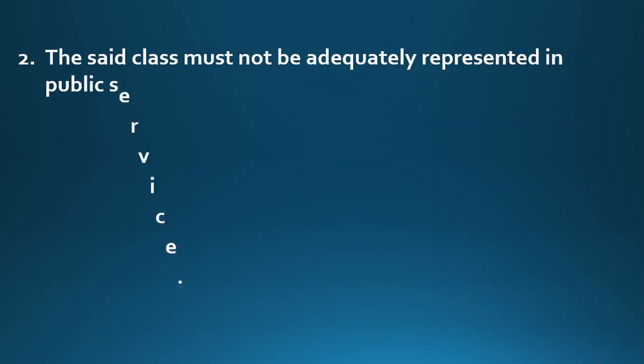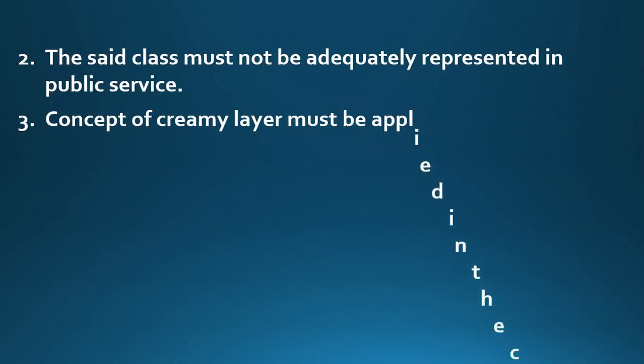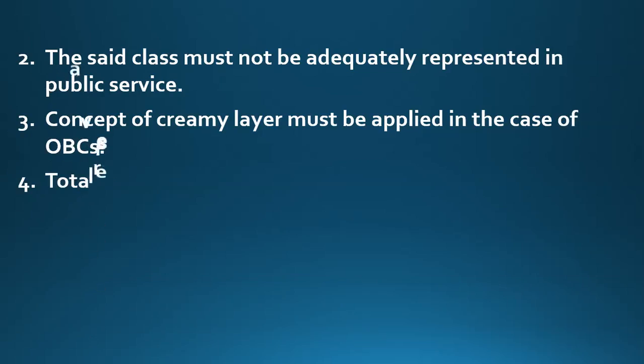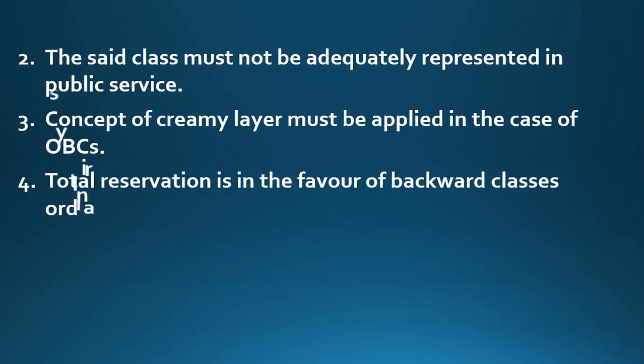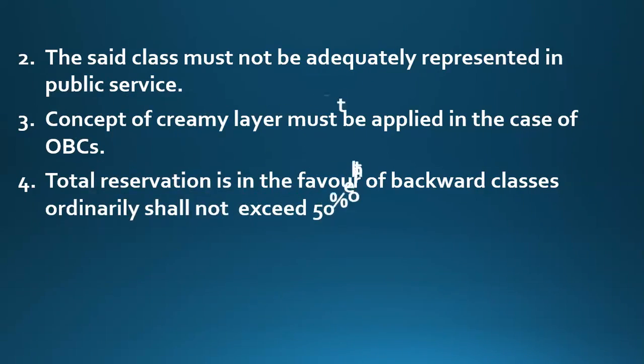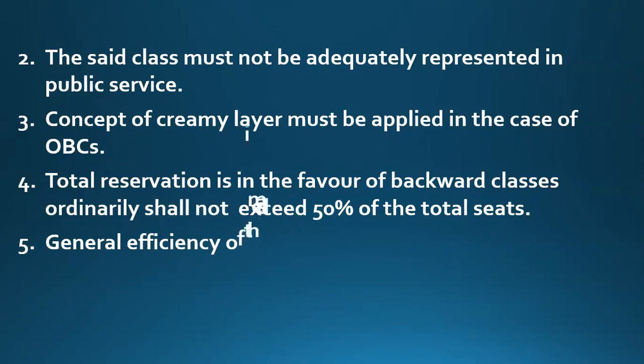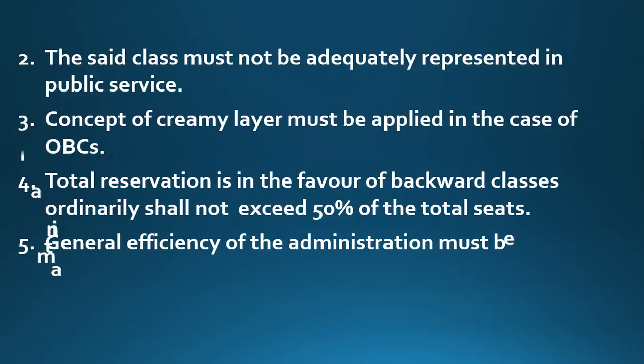Okay, now what was the second thing? The said class must not be adequately represented in the public service. For example, I have given you an example of a country. There were 200 persons in a country, and there was a community A, and community A had 20 persons, and only one person was in the public service. According to the ratio, 10% should be in public employment, but only 1% was. So we can say that community A was not adequately represented in the public service.